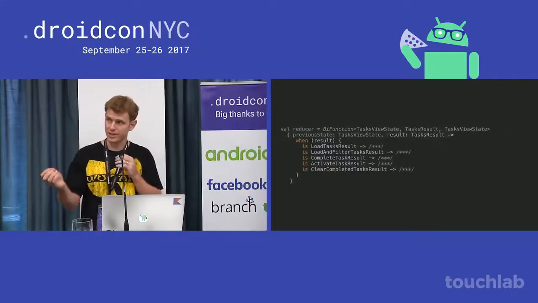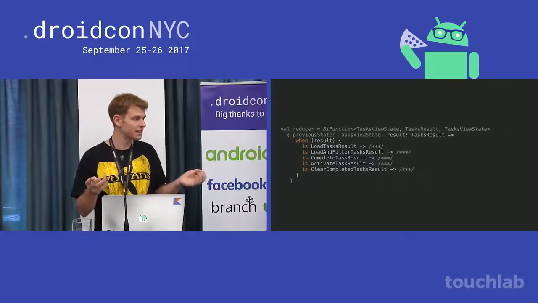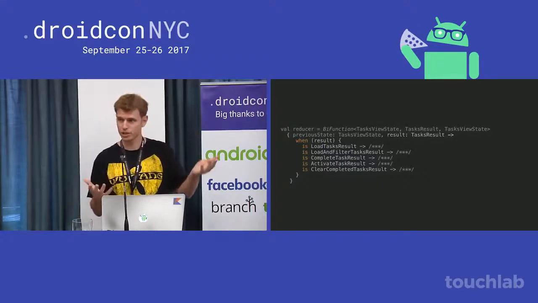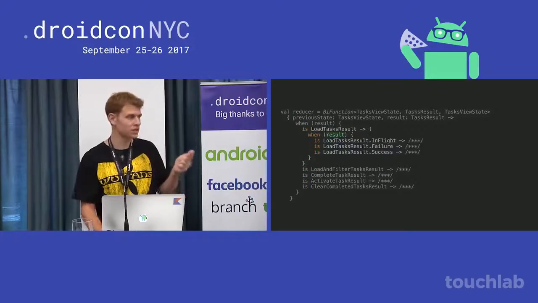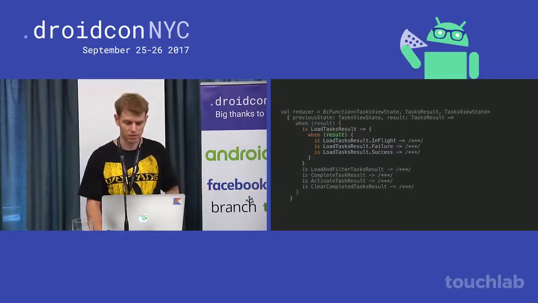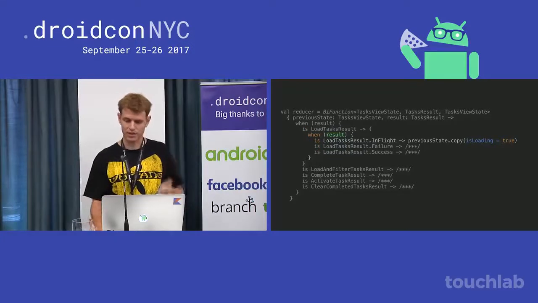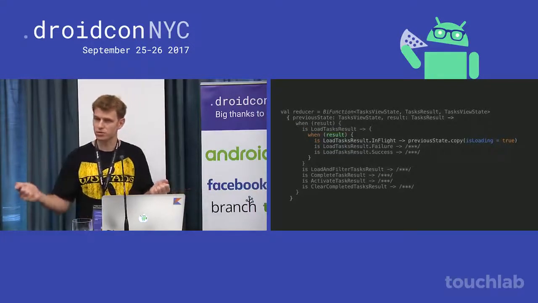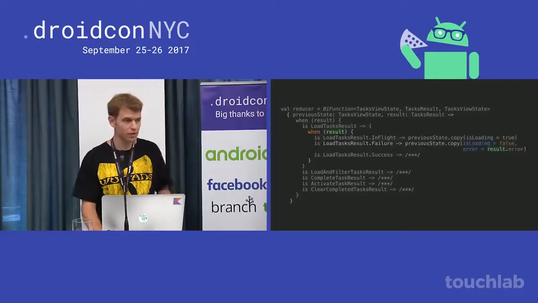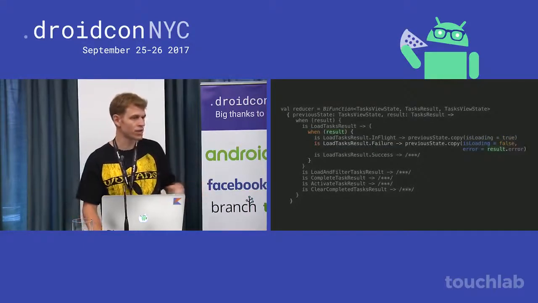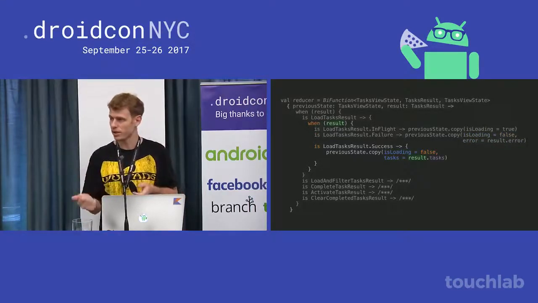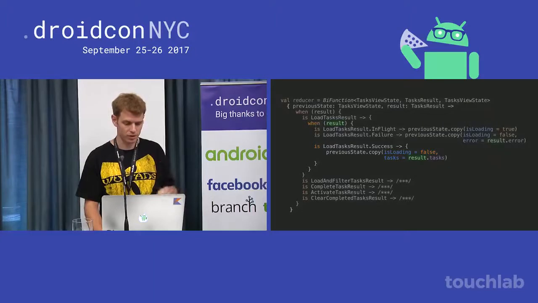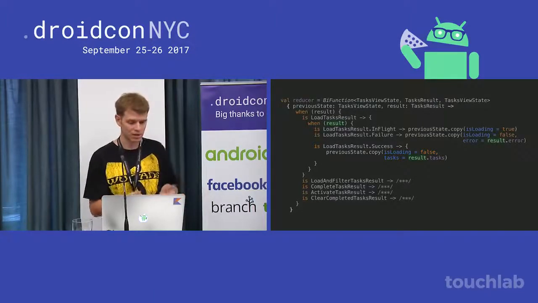As well as intent and action, result is also a sealed class which has every kind of possible result. We just use when to match it. Because of this, we have the smart cast, as I said earlier. Then we can check the result if it's in flight, success, or failure. If it's in flight, we just take the previous state, only change loading to true, and return it. If it's a failure, we're not loading anymore. We store the error, and we return. On success, we just store the list, and we are not loading anymore. And it's the same for the other results, just updating what we want.